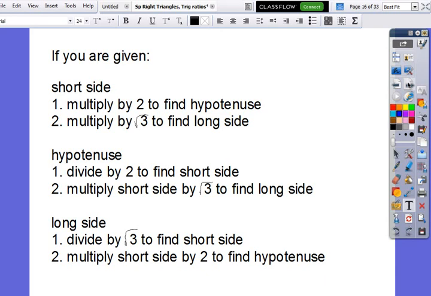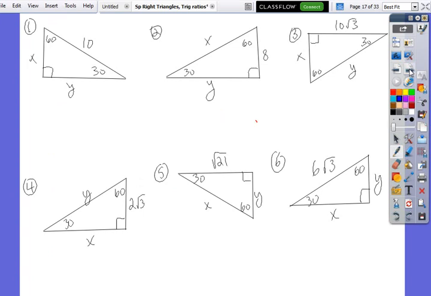All right, so what am I given on the first one? The hypotenuse. So if it gives me the hypotenuse, I divide by 2. That tells me the short side is 5. Multiply by root 3 gives me the long side, 5 root 3. All right, number 2, what am I given? The short side. So if it gives me the short, then you multiply by 2 to get the hypotenuse, and multiply by root 3 gives me the long side. Number 3 is giving me the long side because it's across from the 60. So I divide by root 3. Those cancel and leave 10 for the short. And then you times it by 2 so you get 20.